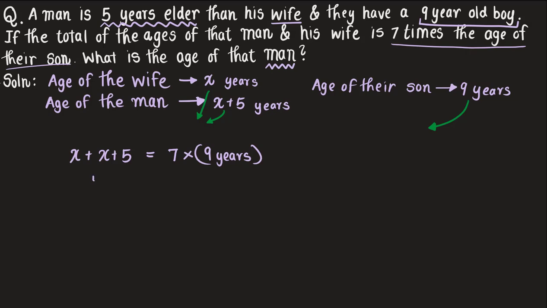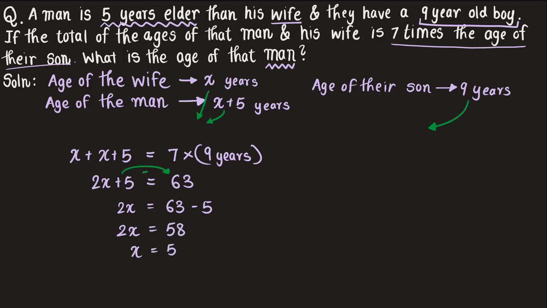So x plus x would give us 2x. 2x plus 5 would give us 7 into 9. What is 7 into 9? Simply 63. So 2x, here 5 is plus, on going to this side it would become minus. So we will write it as 63 minus 5. What is 63 minus 5? It would be just 58. So x would be 58 divided by 2. So 58 divided by 2 would clearly give us x is equal to 29 years.